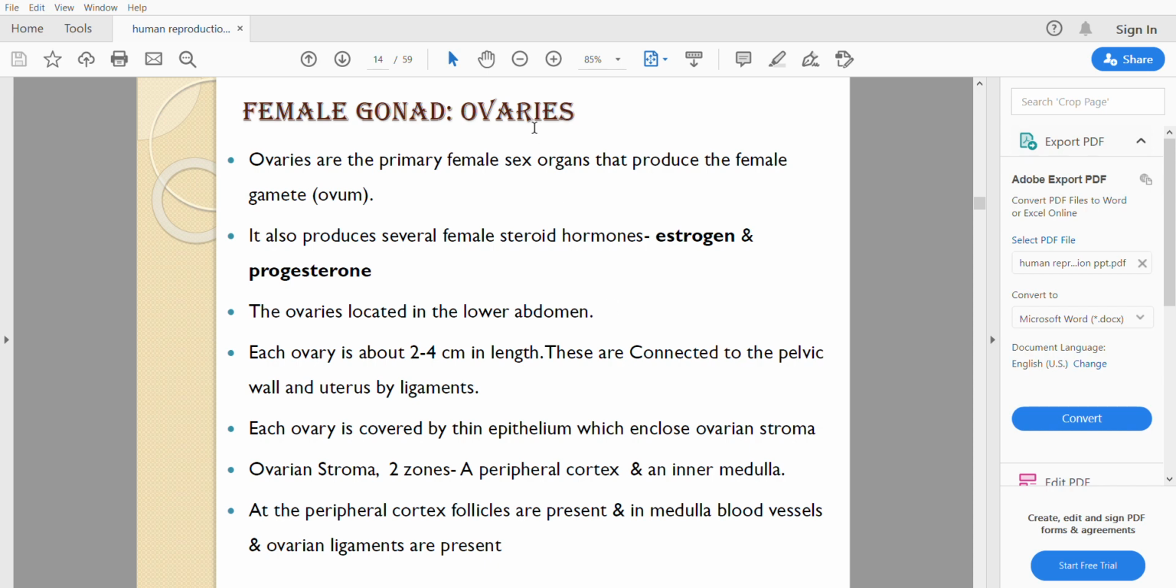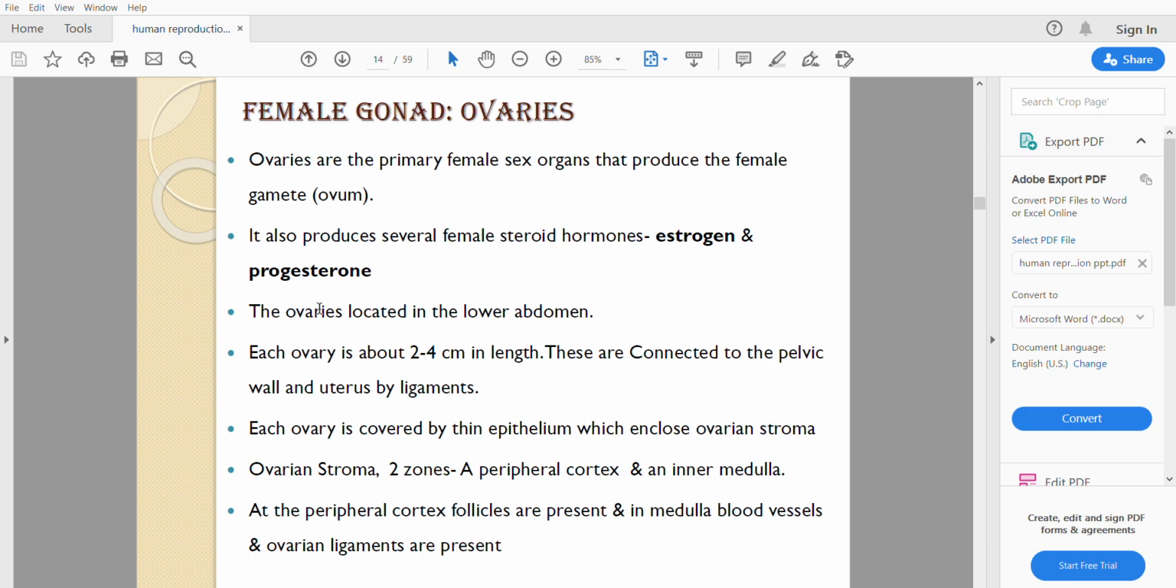So the main is the ovaries. Ovaries are the primary reproductive organs that produce the female gametes, that is called the ovum. It is acting as an endocrine part also, like the male reproductive organ. The ovaries also act as endocrine glands, secreting two female sex hormones, that is called estrogen and progesterone.